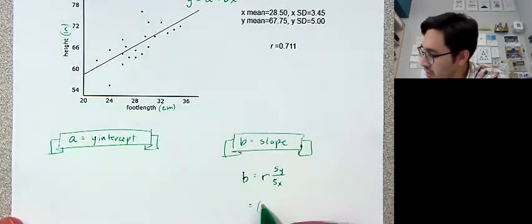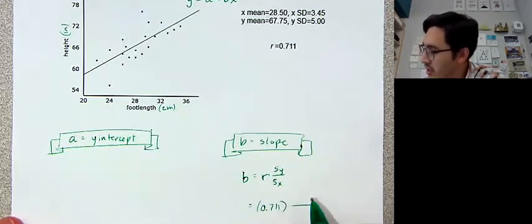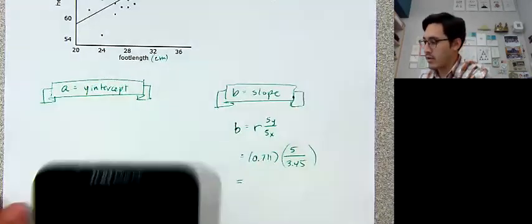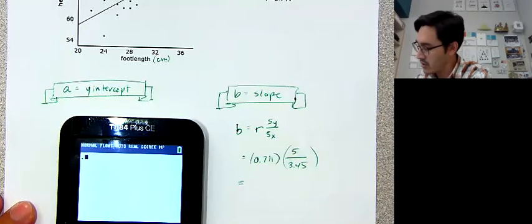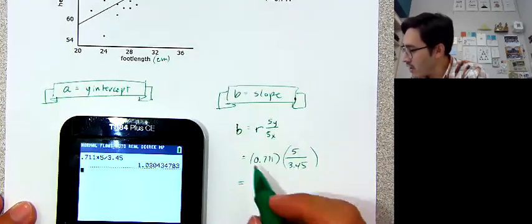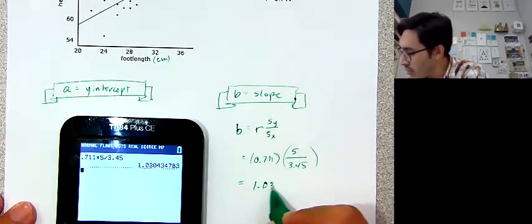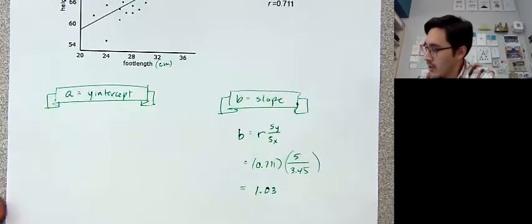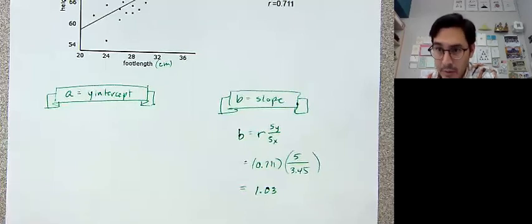So we're just going to plug and chug now. The correlation coefficient is 0.711. The standard deviation of the y variable is 5, and the standard deviation of the x variable is 3.45. Let's pull out the calculator: 0.711 times 5 divided by 3.45. We get 1.03. So we have a slope that's a little bit more than 1.